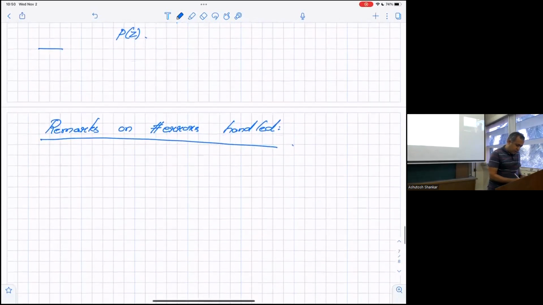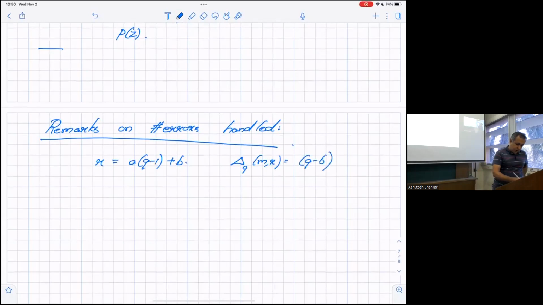Let's recall what's the distance of the Reed-Muller code. For that, you have to write r as a(q minus 1) plus b, and then the distance delta_q(m, r) was, what was it? It was (q minus b) times q to the power m minus a minus 1. Yeah, that was the distance.